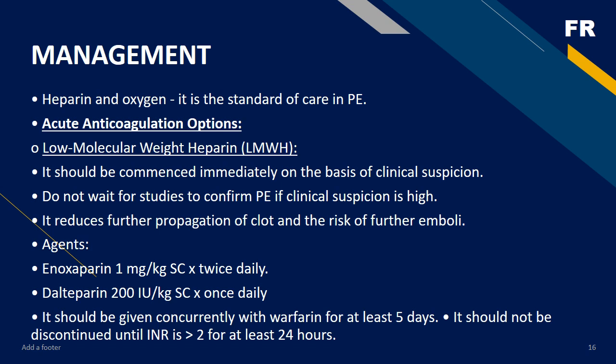Enoxaparin 1 mg per kg sub-Q twice daily, and it comes in the dosages of 20 mg, 40 mg, 60 mg, and 80 mg. So you have to decide according to patient's weight. Dalteparin is also used, and it is given 200 international unit per kg sub-Q once daily.